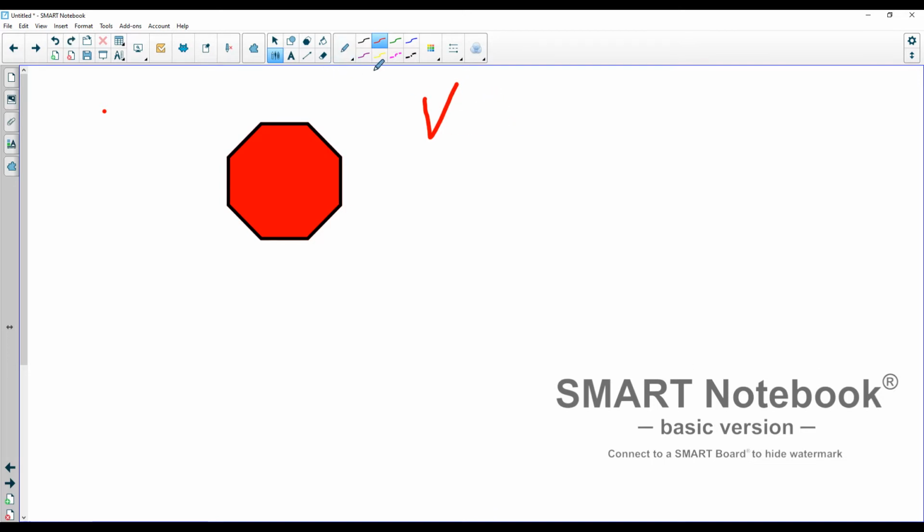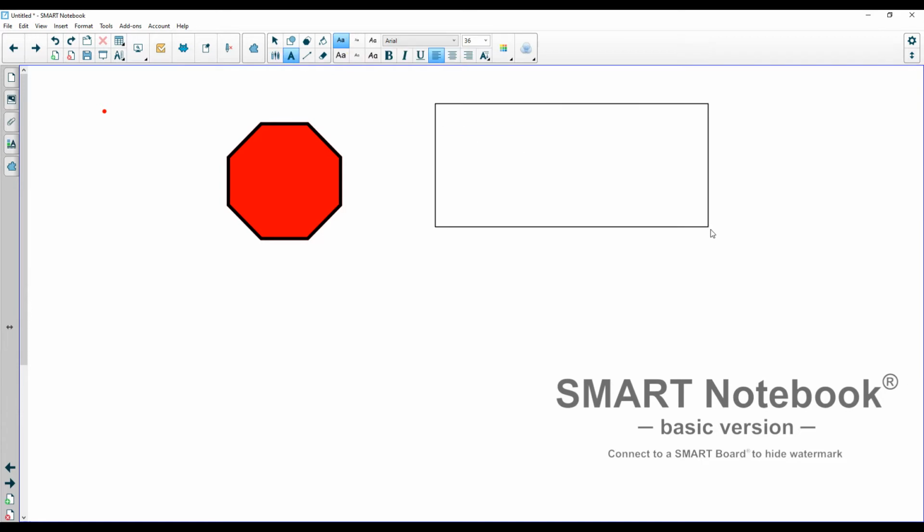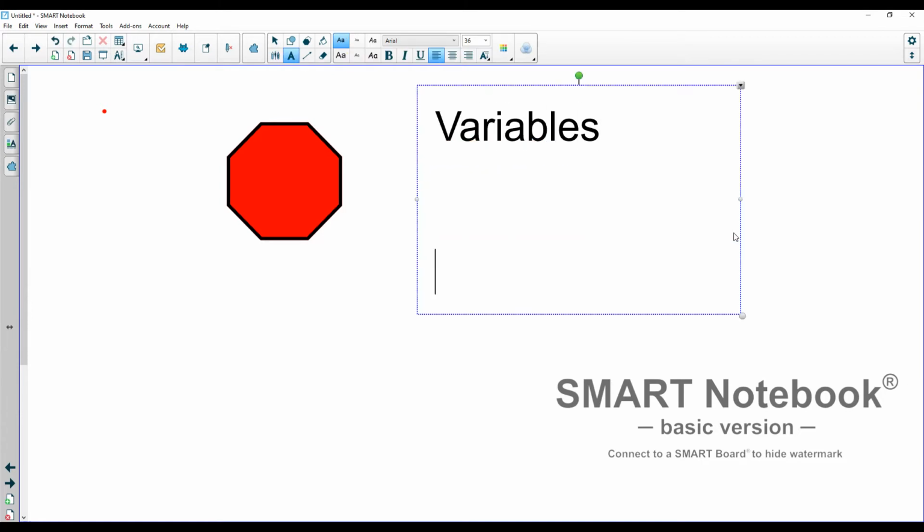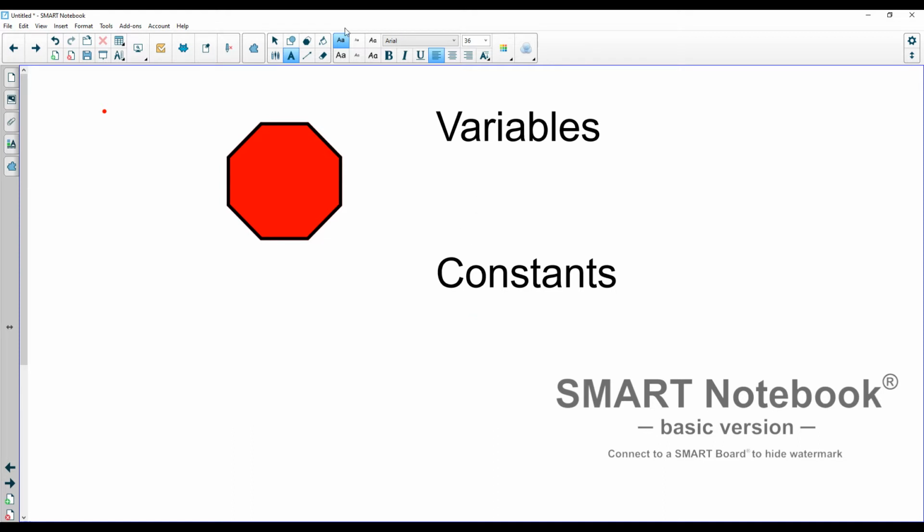Instead of just writing it, I'm just going to type it. We have variables, and we have constants. If you don't know what either of these are, let's take a look at the easiest, which is a constant.